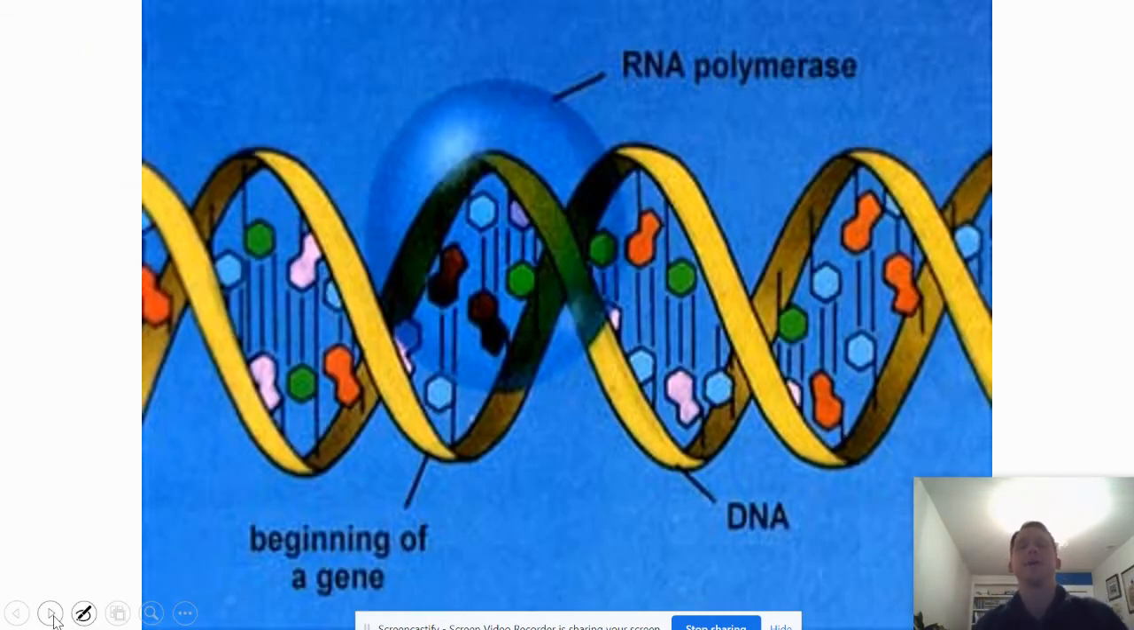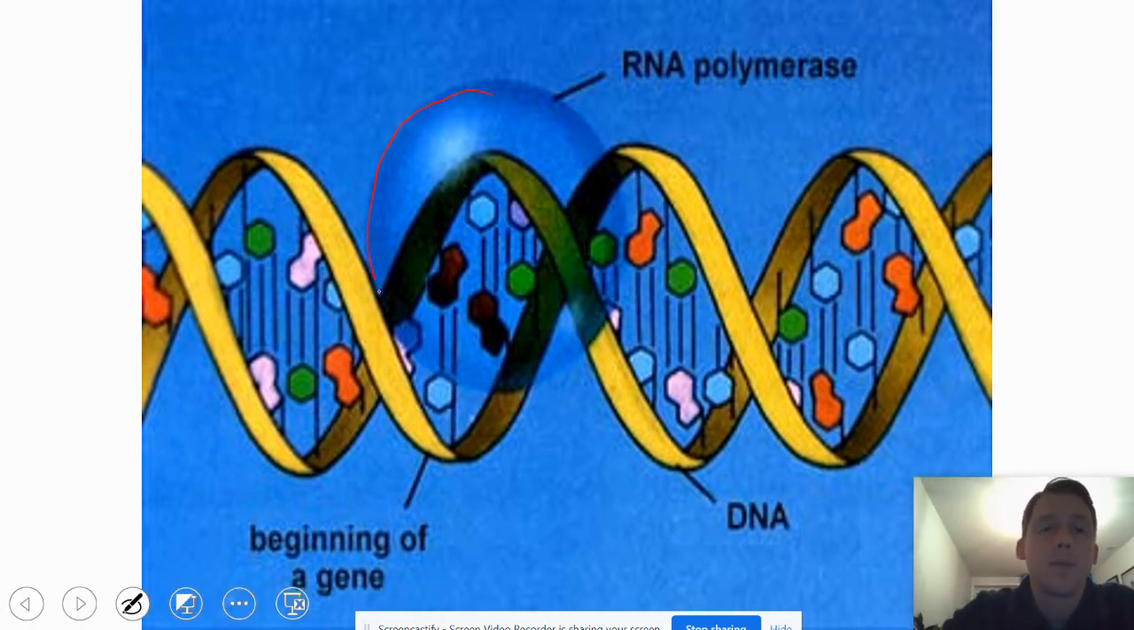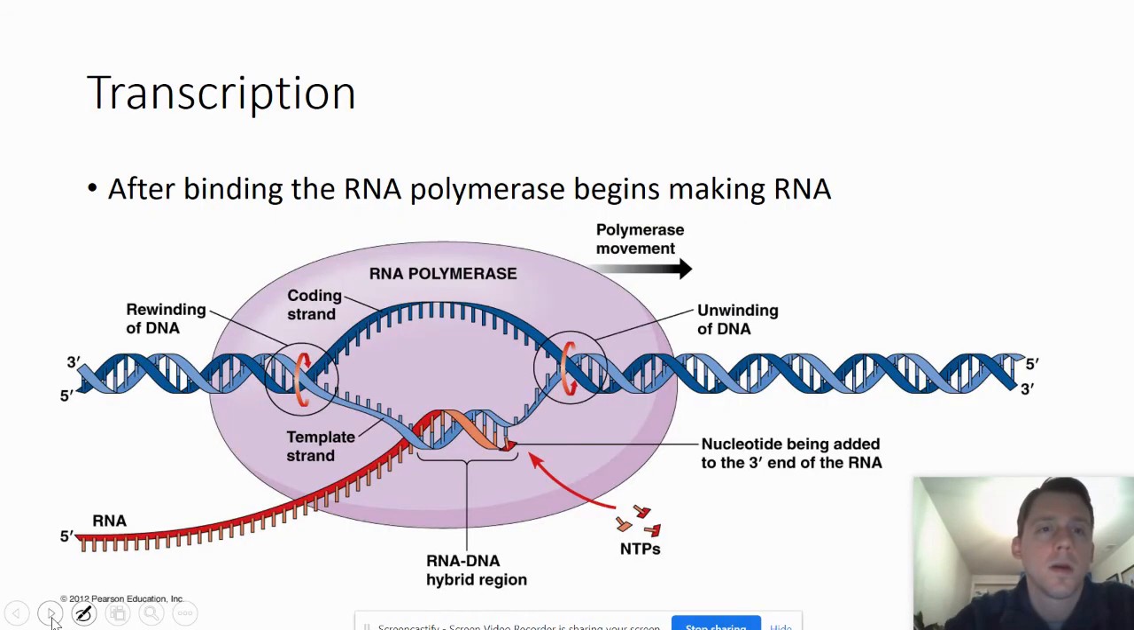So here we see a picture of the RNA polymerase binding to the DNA. The RNA polymerase might be hard to see. It's this part. All right. So now the RNA polymerase has bound. It's unwound the DNA. And so now what it's doing is it's adding in bases.